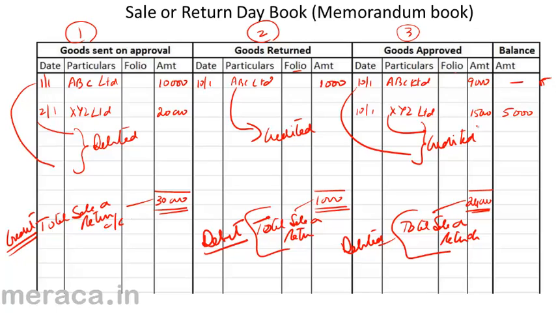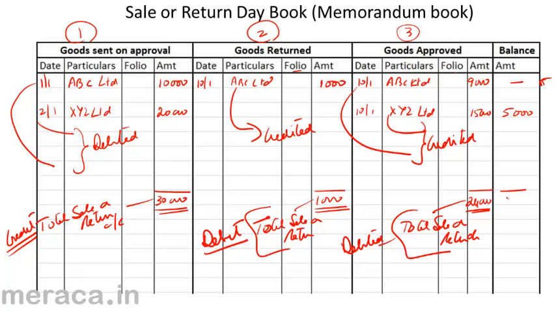If they are returned, the customer account is credited. If they are approved also, the customer account is credited. So that the balance in the total of the customer's account would represent the goods lying with the customer at selling price. Similarly, the balance in the total sale or return account would indicate the total stock lying with the customers but at the selling price.